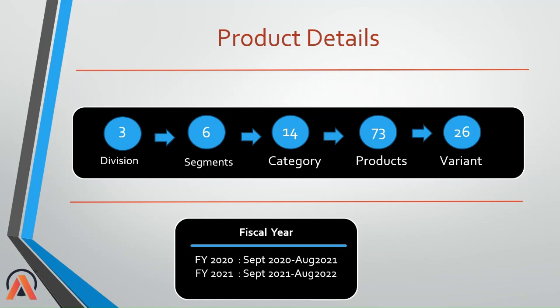If you look at the products, there are 73 products, 26 variants. The categories in which these products are divided as 14 and 6 segments and 3 divisions. We have been given data for fiscal year 2020 and 2021. The fiscal year of Atlic Hardware starts from September and ends in the August. As a part of this challenge, we have been given 10 ad hoc requests through which we will give insights to the business.